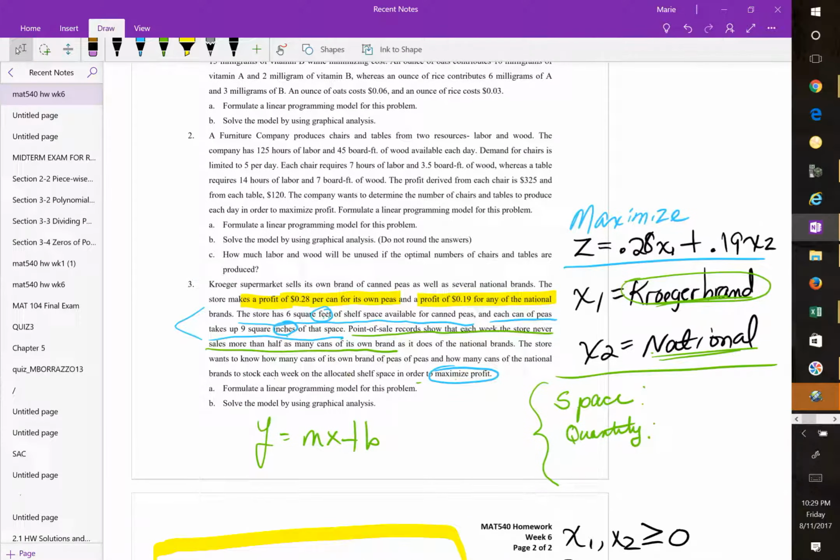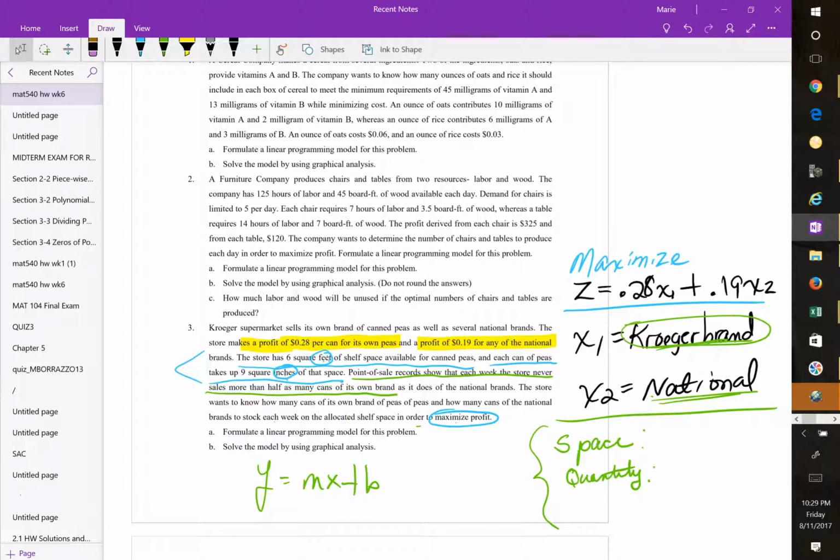Alright, let's look at the furniture question, and this will take care of the last two questions in your homework. I've already given you video for question 1 and 4, and I've talked you through some details on the Kroger. Now number 2. The furniture company produces chairs and tables from two resources, labor and wood. The company has 125 hours of labor, 45 board feet of wood available each day. You have a demand. So right there, by the way, they've kind of hinted to you right here that those are constraints.